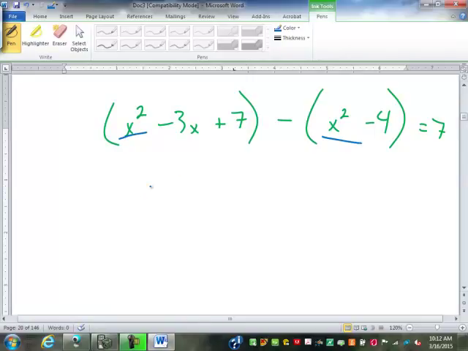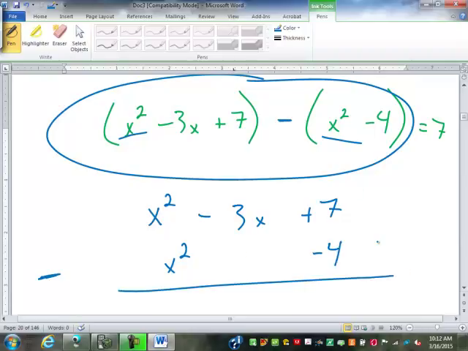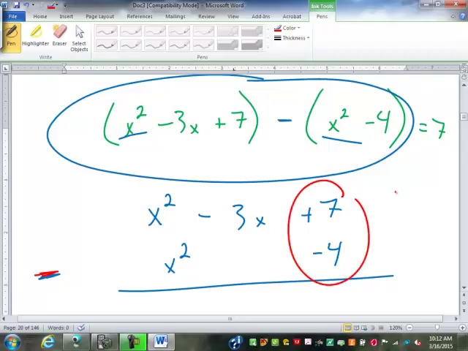Because this is minus here, we can combine this side. What we're looking at here is x squared minus 3x plus 7, minus, and we're going to line this up. The x squared goes with the x squared. The negative 4 ones and the positive 7 ones go together. This is minus, right? So 7 minus a negative 4 becomes 7 plus 4, or 11.